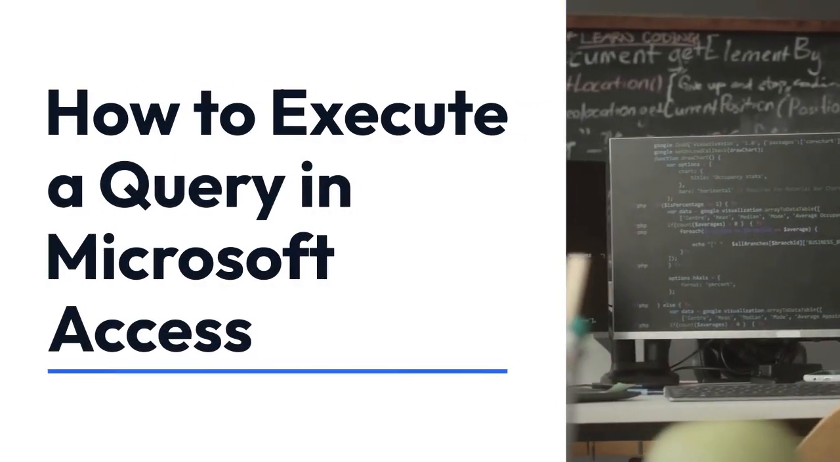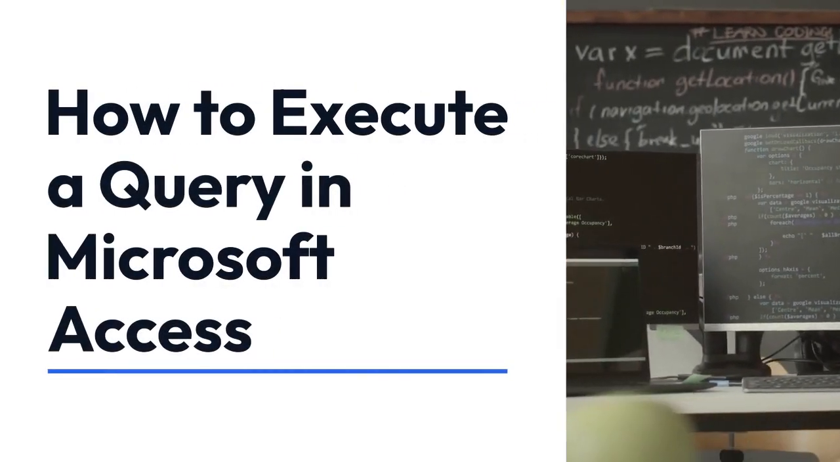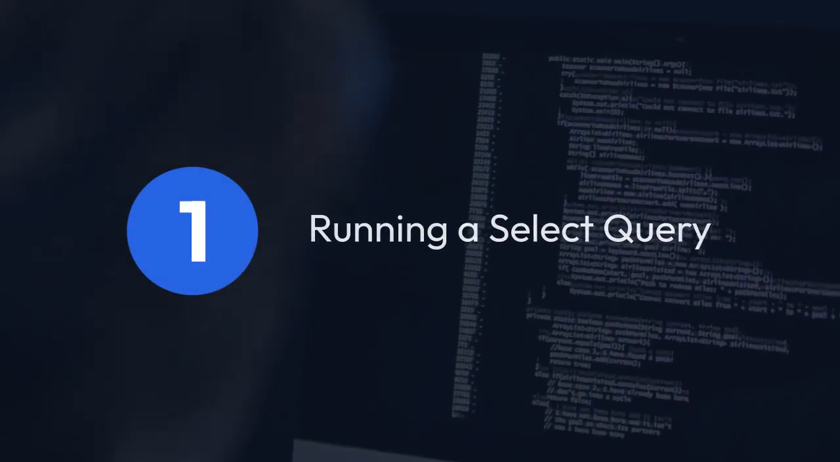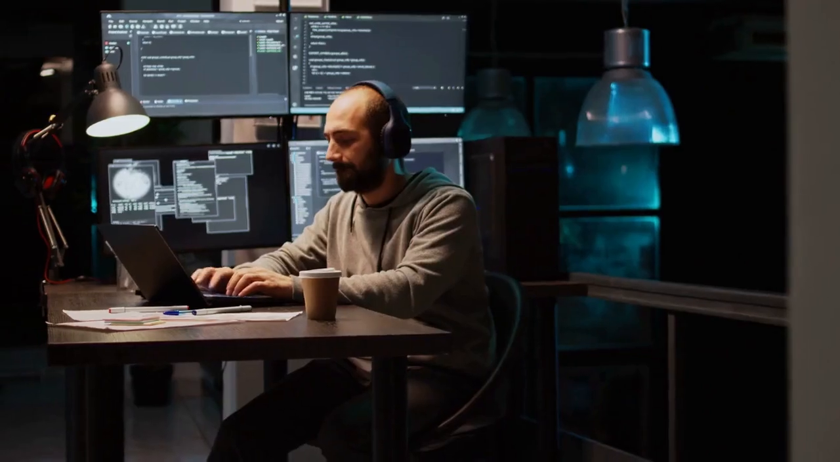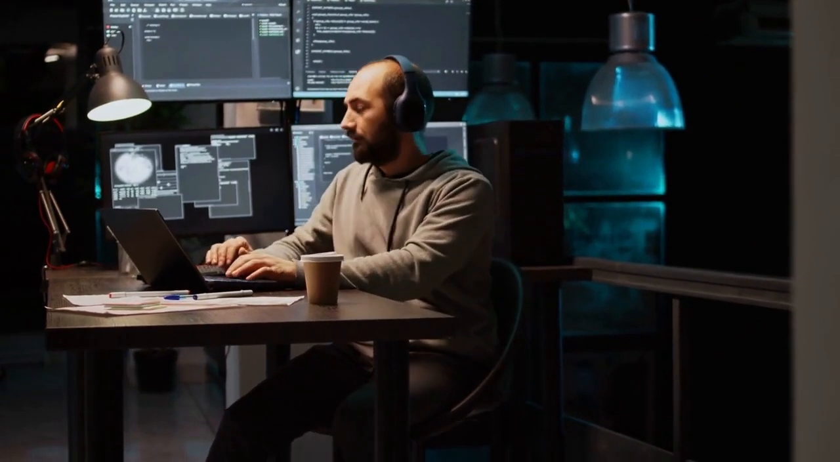We're going to explain how to execute a query in Microsoft Access. There are several ways to do this depending on what you want to achieve. 1. Running a select query. This is the most common type of query used to retrieve data.